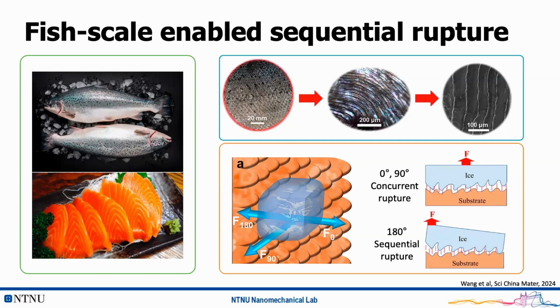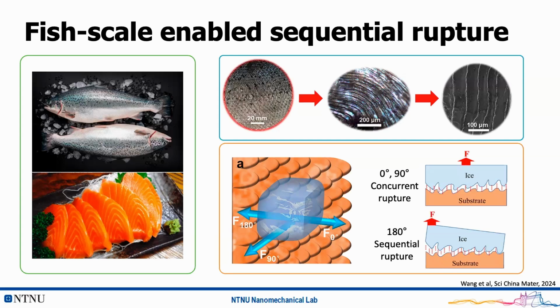If we attach an ice cube on the surface, you can imagine we can shear it in different directions. It could be 0 degrees along the scale growth direction, or 90 degrees, or even 180 degrees against the fish scale growth direction. So then we can realize different fracture modes.